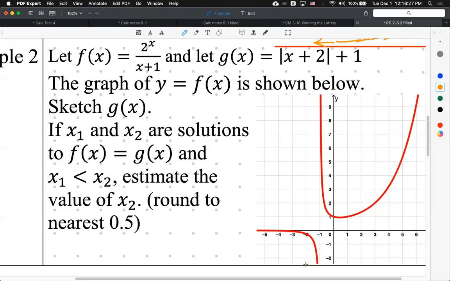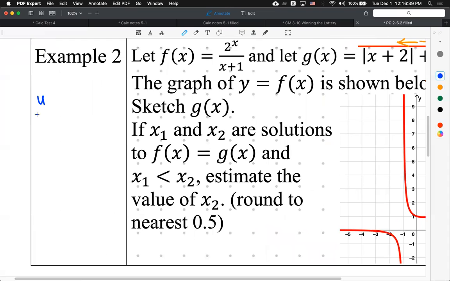We're going to graph the absolute value of x plus 2, and plus 1. So the parent function of absolute value of x, if you remember, is just a V. I can come over here for our notes. I can say y equals absolute value of x. That's supposed to be an absolute value symbol. It looks like this. It's a V. The vertex is at the origin. It has a slope of 1 on the right, a slope of -1 on the left.